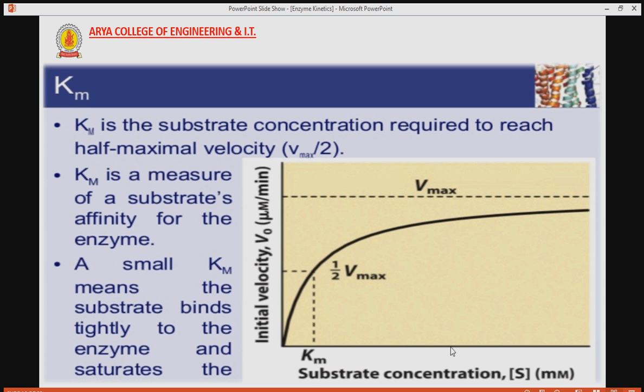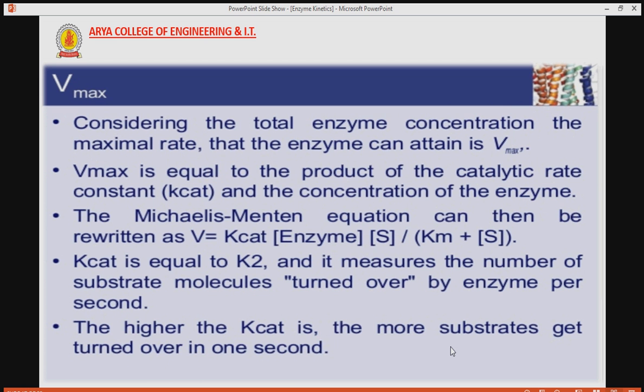So let's define Km. Km is the substrate concentration required to reach half the maximum velocity, means Vmax upon 2. Km is a measure of a substrate affinity for the enzymes. Considering the total enzyme concentration, the maximal rate that the enzyme can attain is Vmax. So we can say Vmax is equal to the product of the catalytic rate constant and the concentration of the enzyme.